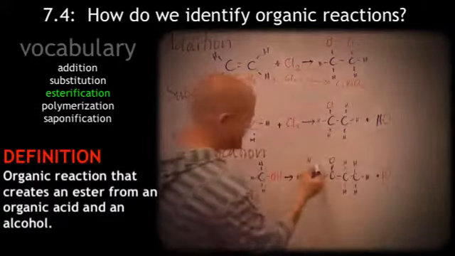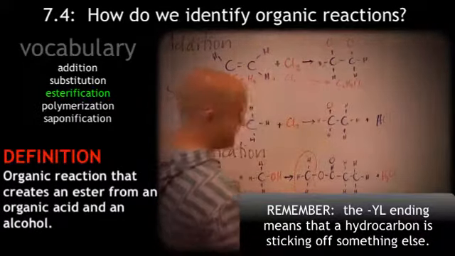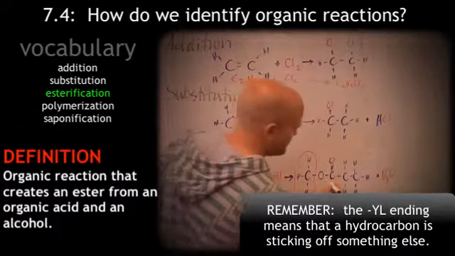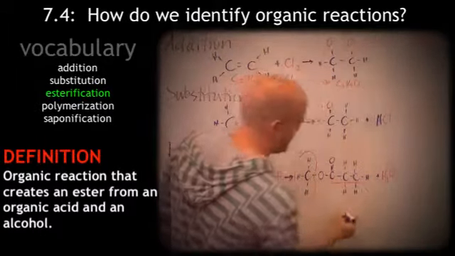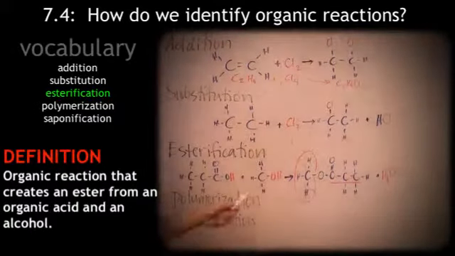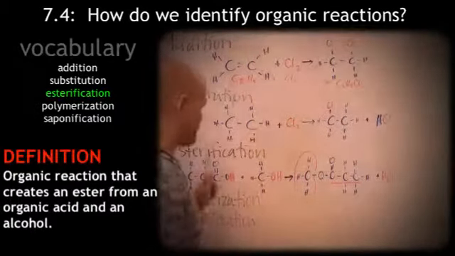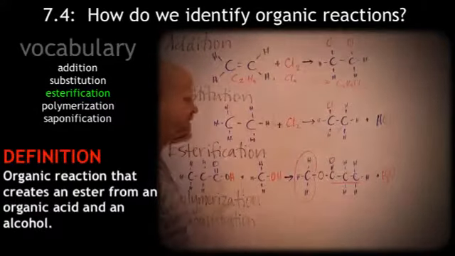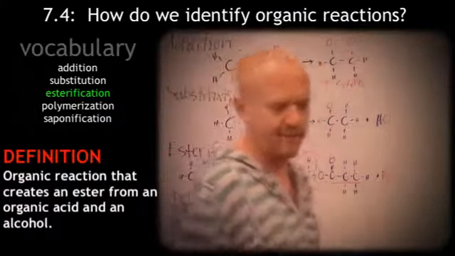Now just to refresh, this is a methyl group. So this is methyl, and this is prop because there's 3. So it's methyl propanoate and water. And it's methanol and propanoic acid makes methyl propanoate.